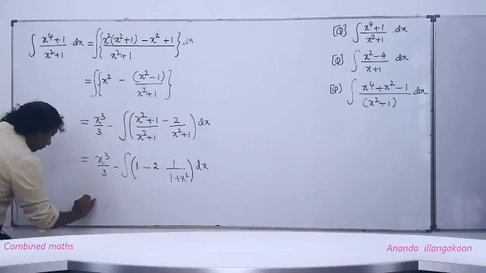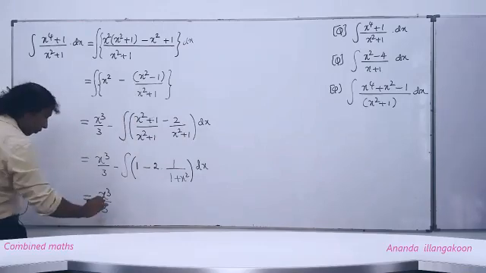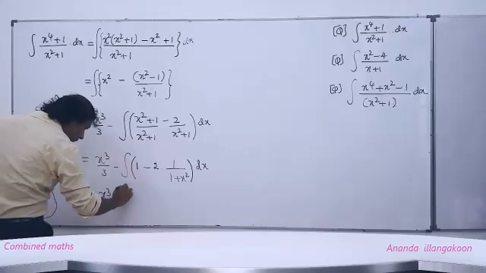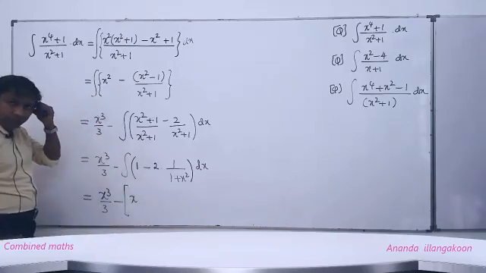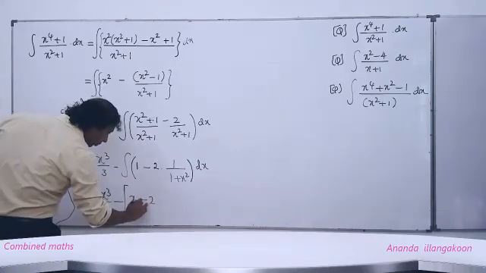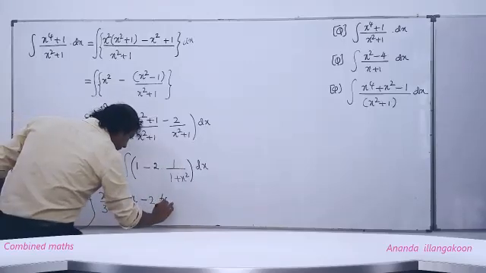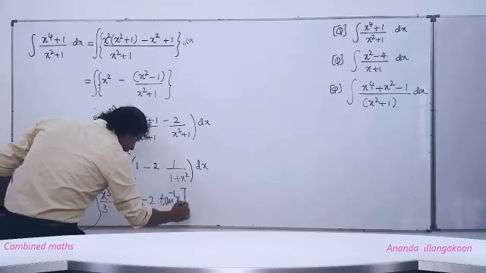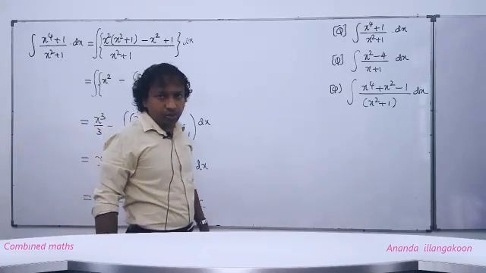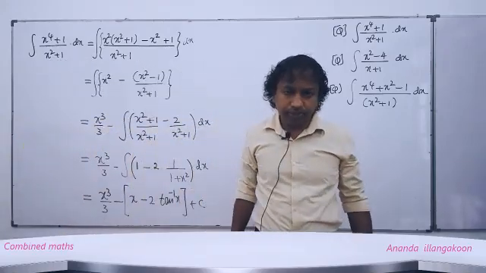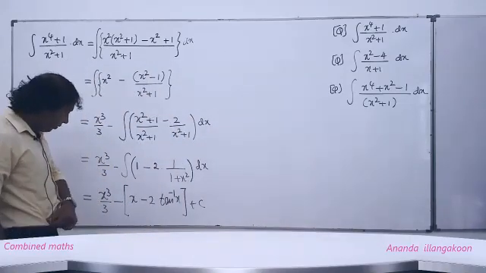Then here what do we get? x cubed by 3 minus integral of 1, which is x. This 2 is a constant. 1 upon 1 plus x squared, the integral is tan inverse x plus c. c is any constant. Understood? That's how we take that answer. Right? Right. c is any constant.